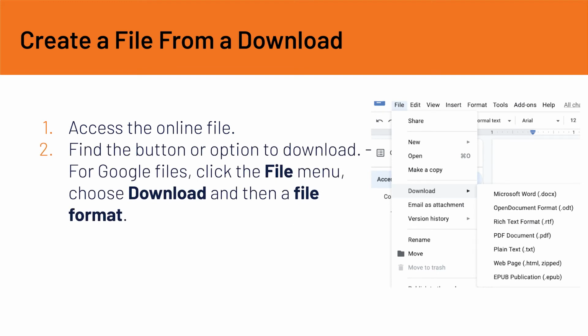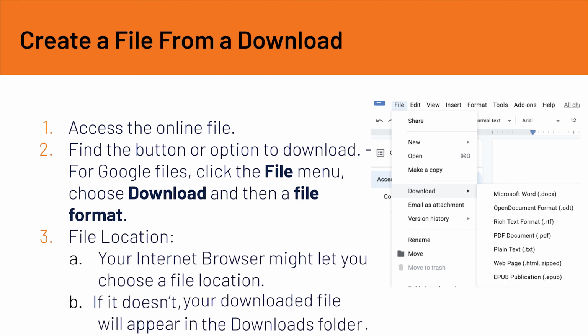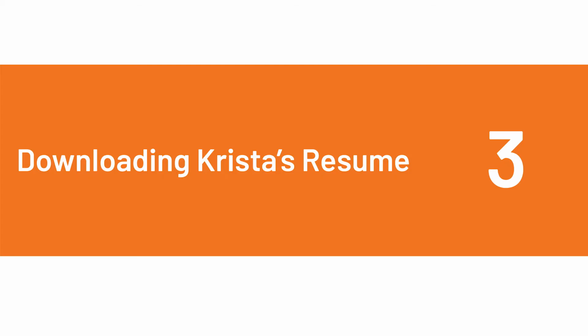For Google Files, click the File menu. Choose Download and then a file format. Your internet browser might let you choose a file location, but if it doesn't, your downloaded file will appear in the Downloads folder. We'll run through an example of how this works with Google Chrome.